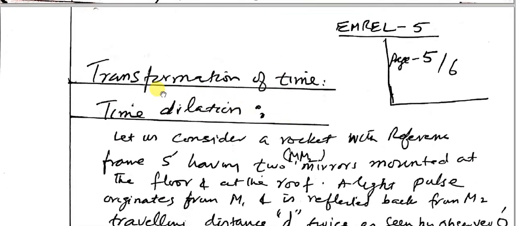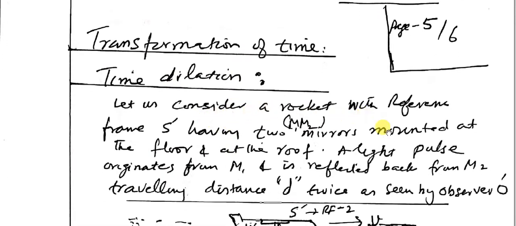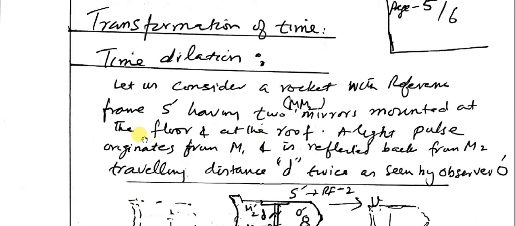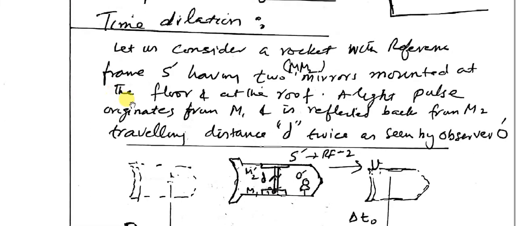Let us consider a rocket with a reference frame S prime having two mirrors, M1 and M2, mounted at the floor and at the roof. A light pulse originates from M1 and is reflected back from M2, traveling a distance d. These are the two mirrors, M1 and M2, and d is the distance between them. Observer O prime in the S prime reference frame is observing this whole event.